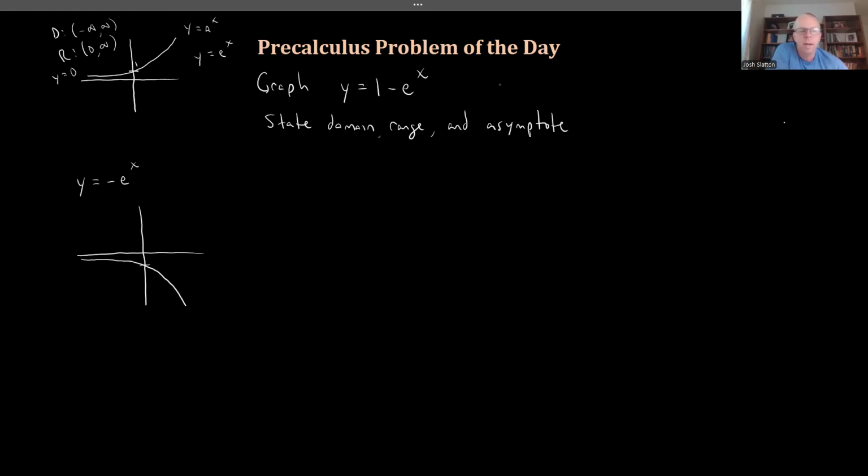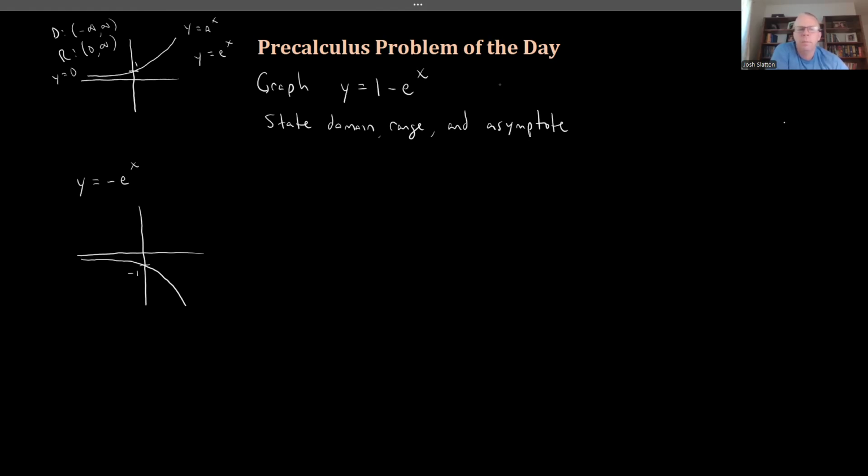And now that would be a y-intercept of -1. If you plug in 0 here, e to the 0 is 1. Put a negative in front of that, we get -1. So all we're doing is just reflecting this upside down. So it looks like that.